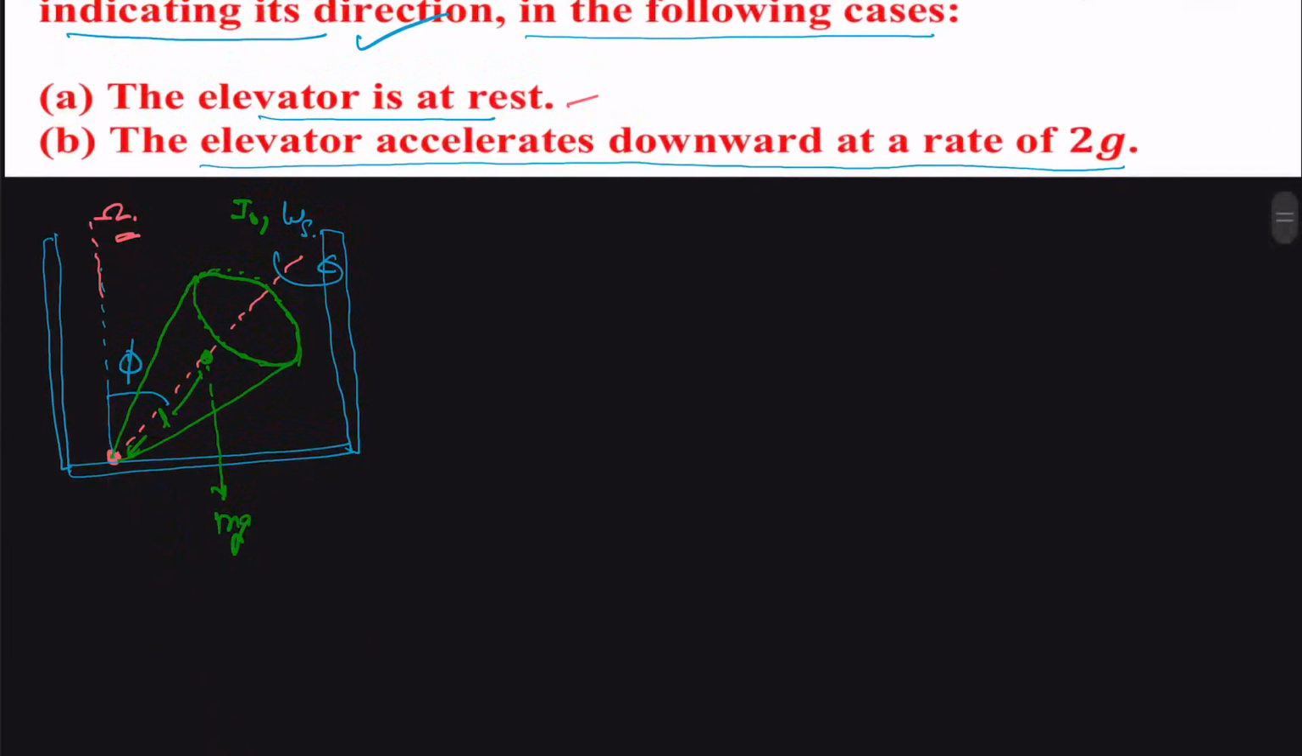Along with this, there will also be a normal force acting at this pivot point, which is not required in this case, but still we can just draw it. So we can say there are a total of three forces. One will be mg, another one will be the normal, and there will also be a horizontal force at the pivot point, which is going to provide the necessary centripetal force for the precession.